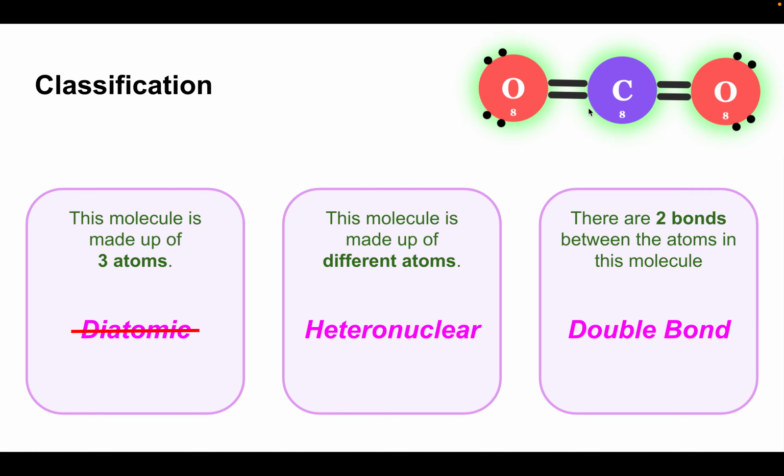Now, this can get kind of confusing because we have 1, 2, 3, 4 bonds total in this molecule, but we're not going to call this like a quadruple bond. We would say that there are 2 double bonds. You're really only ever going to classify the bond between one atom and another one.